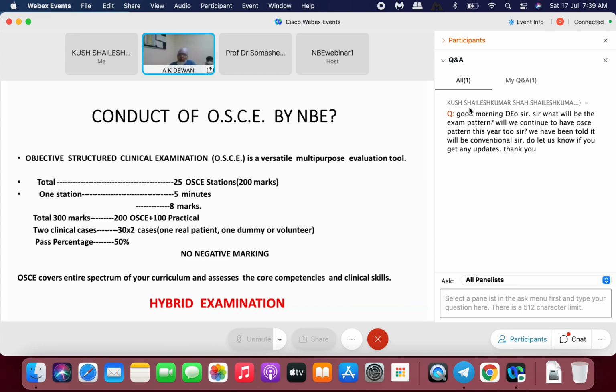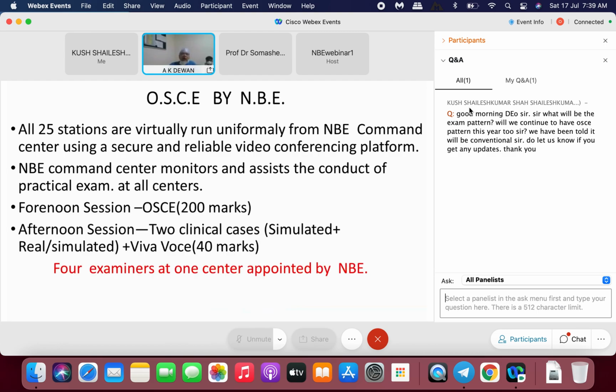OSCE covers the entire spectrum of your curriculum and assesses the core competencies and clinical skills. It is basically a hybrid exam, and there's no negative marking as you have in some of the other exams. So all these 25 stations are virtually run uniformly from the NBE Command Center in Delhi. The examination centers separately don't run the questionnaire. All these stations are actually run by the NBE Command Center using a secure and reliable video conferencing platform. The NBE Command Center monitors and assists the conduct of the practical exam at all centers. You see, they can examine, see, and monitor all the examination centers.